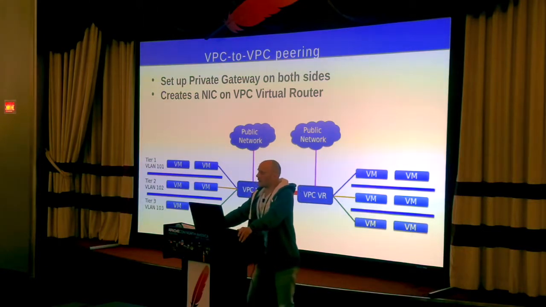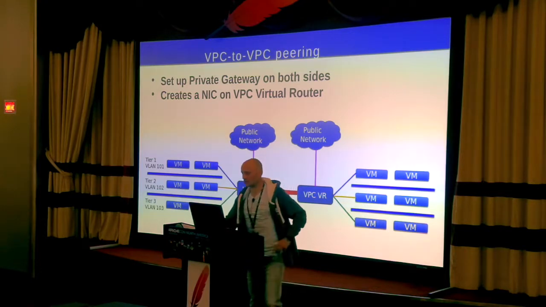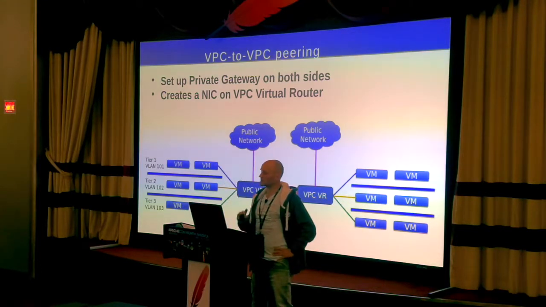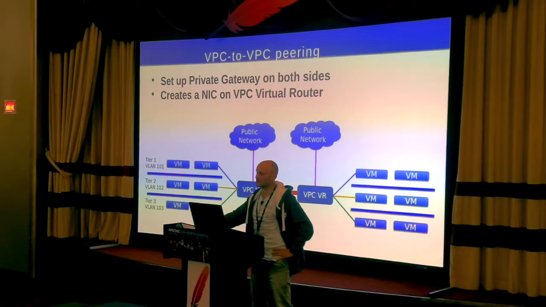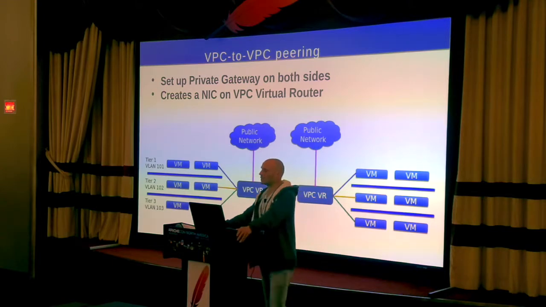The thing is, though, that admins need to set up the private gateway, as I've just mentioned earlier. But what they need to do is, when they create a private gateway, they need to set it up on both sides of the connection. So what CloudStack then does is it creates a NIC on the virtual router.